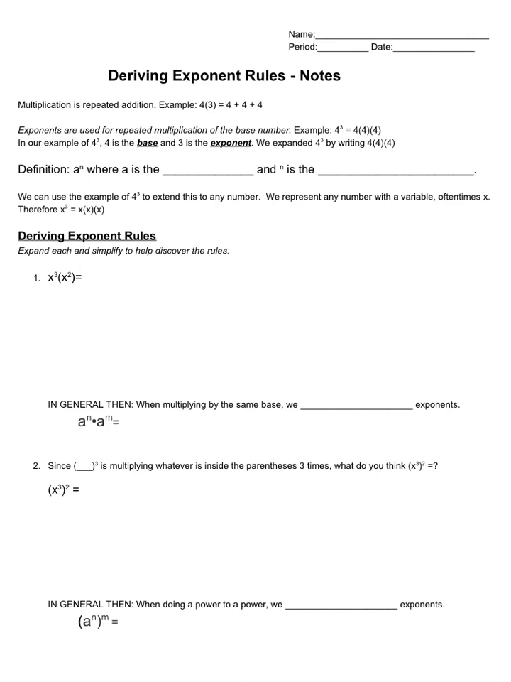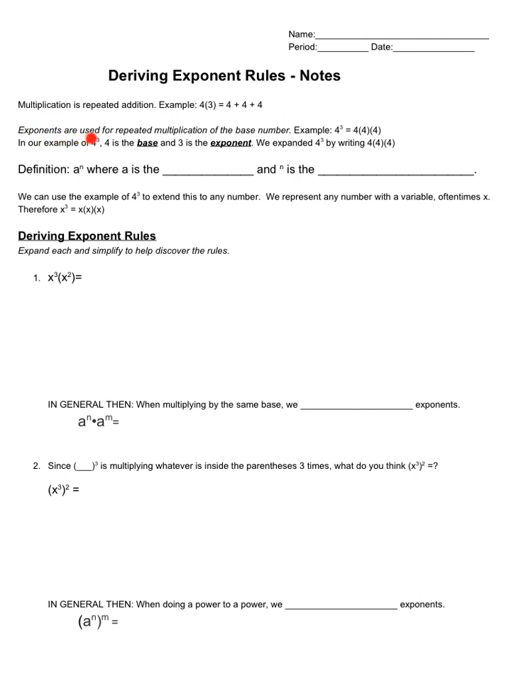This video will talk about deriving exponent rules. Before we get into exponents, let's revisit the idea of multiplication. Multiplication is just repeated addition. For example, 4 times 3 means we're doing 4 plus 4 plus 4. We're doing that 3 times.